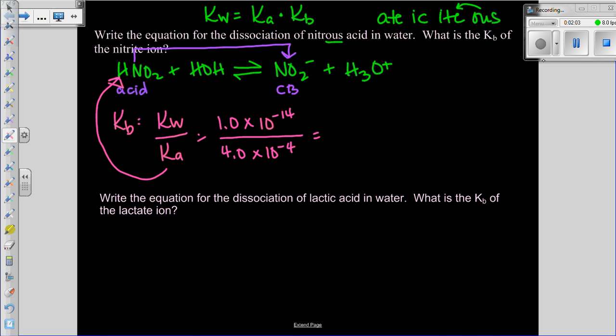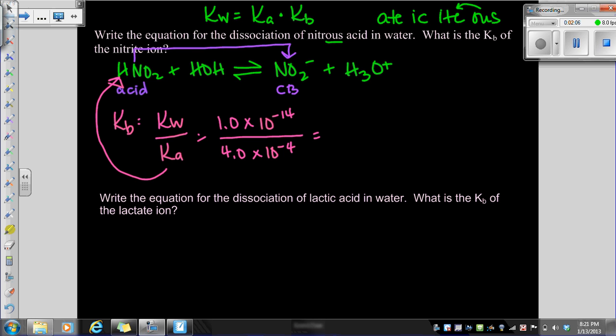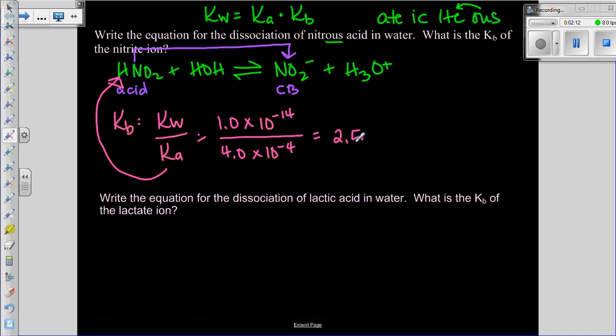So I'm going to do that math, and I get, with 2 sig figs, 2.5 times 10 to the negative 11th, and so that's the Kb for the nitrite ion. Okay, let's try another one.